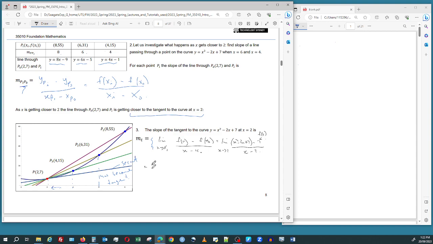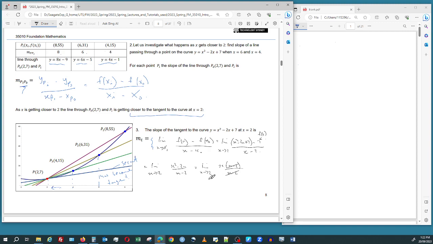The limit as x approaches 2 for... Now, the 7's will cancel, plus 7 and minus 7. So we get x squared minus 2x over x minus 2. We can clearly see that's going to be a common factor. So we'll take that out and put a bracket in. And we can see now that x minus 2 will cancel. So off you go.